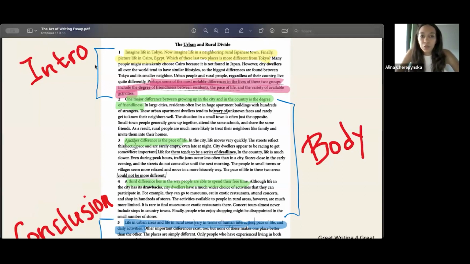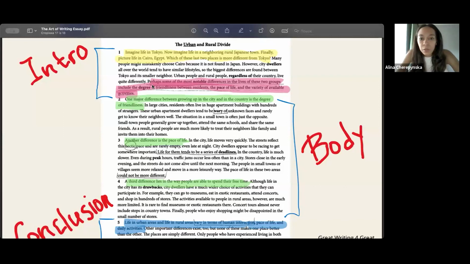Here we have a combination of hooks. We have an imaginary situation, like imagine life in Tokyo and the rest. And we have a question. After the yellow part, we have background information that is very brief. Here we have just 3 sentences, and they're trying to explain the idea of our writing. So something about lifestyle in different areas. Then, with the pink one, we have a thesis statement.